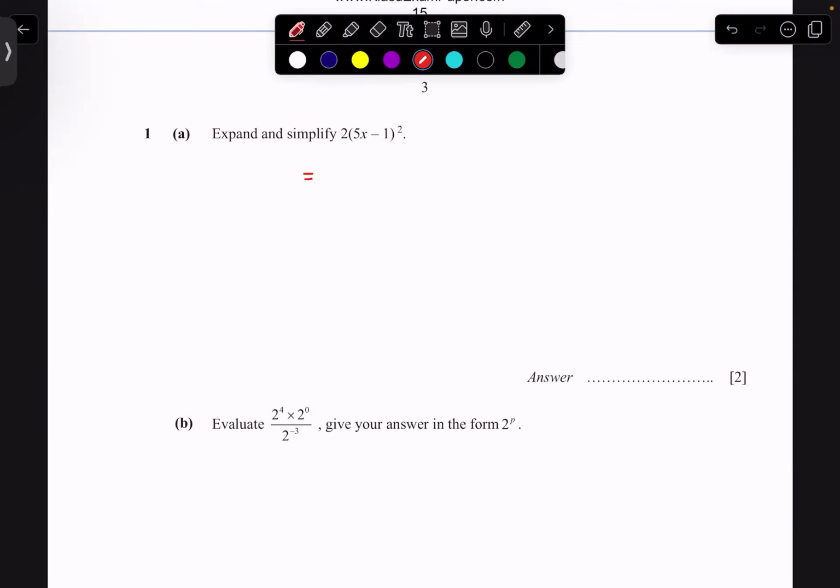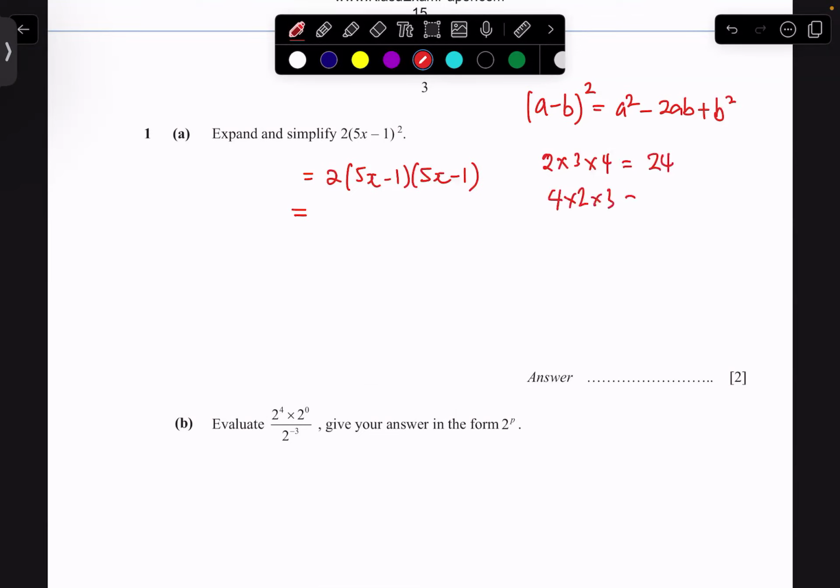By identities, your a minus b square equals a square minus 2ab plus b square. That is your identity. Otherwise you can do this: 5x minus 1 multiplies into 5x minus 1. Whatever order that you go, it doesn't really matter, because 2 times 3 times 4, for example, is 24, and 4 times 2 times 3 is also 24. So when things are in this order, the multiplication doesn't really matter which one goes first.